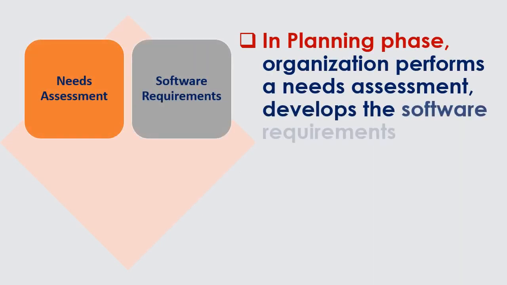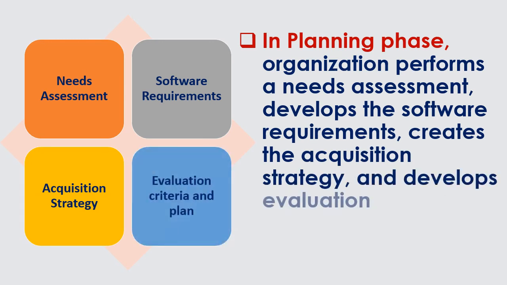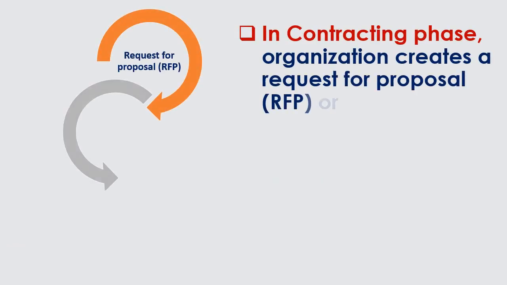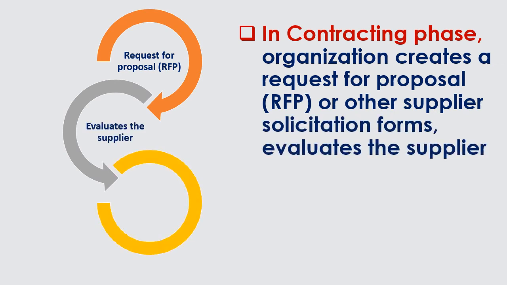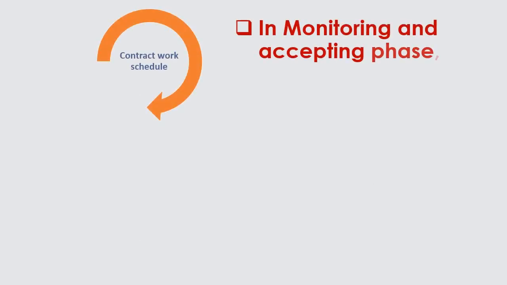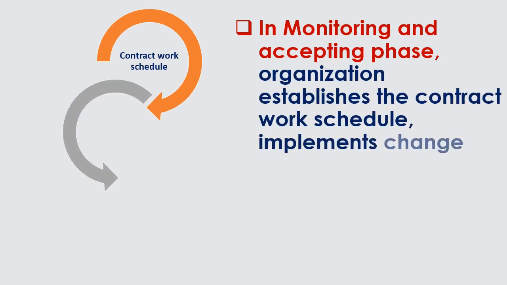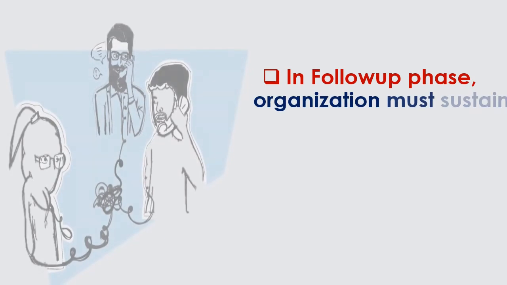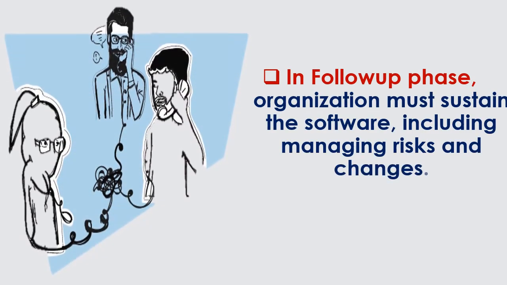In the planning phase, the organization performs a needs assessment, develops the software requirements, creates the acquisition strategy, and develops evaluation criteria and a plan. In the contracting phase, the organization creates a request for proposal, RFP, or other supplier solicitation forms, evaluates the supplier proposals, and negotiates the final contract with the selected seller. In the monitoring and accepting phase, the organization establishes the contract work schedule, implements change control procedures, and reviews and accepts the software deliverables. In the follow-up phase, the organization must sustain the software, including managing risks and changes.